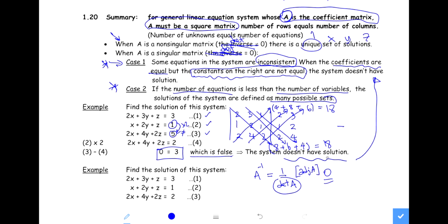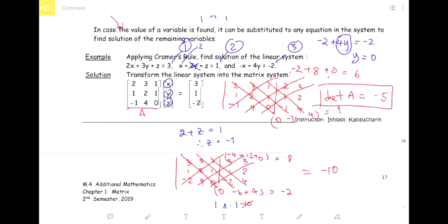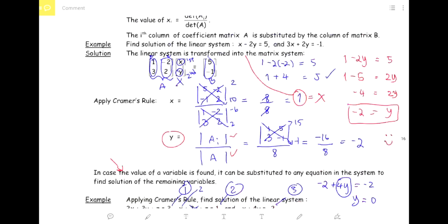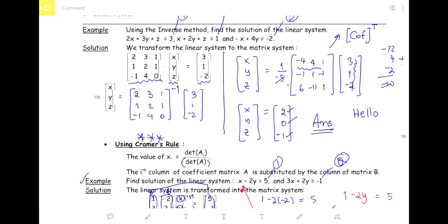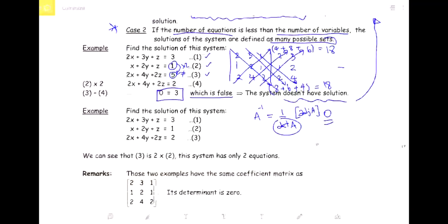You look at this one, right? If the determinant is 0, like this case, you end up having 1 divided by 0. 1 divided by 0 is undefined. When it is undefined, then you cannot have an inverse. When you cannot have the inverse, you cannot find the answer. Why you cannot find the answer? Because to get the answers, you may have to use the inverse method like this. So I think you know what I mean now.